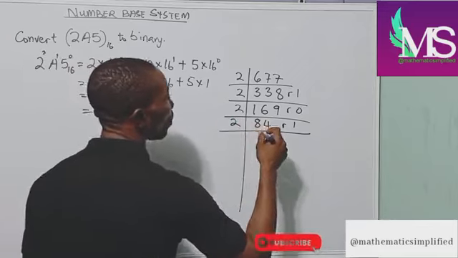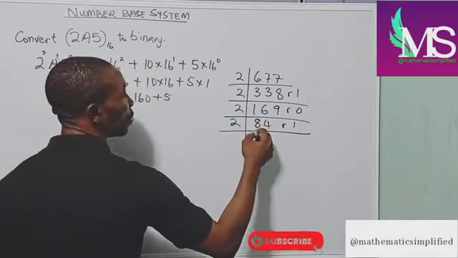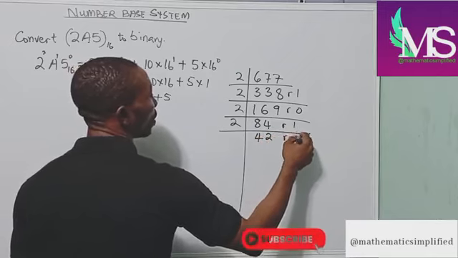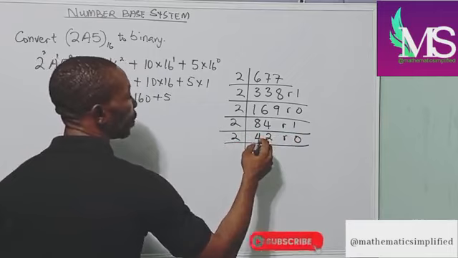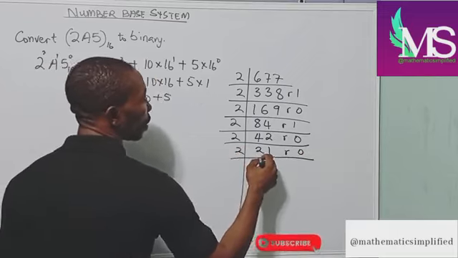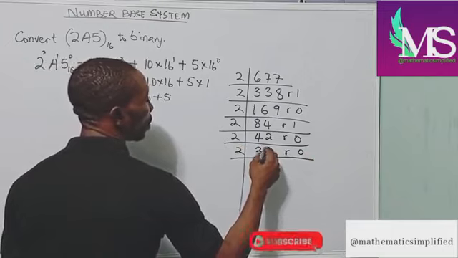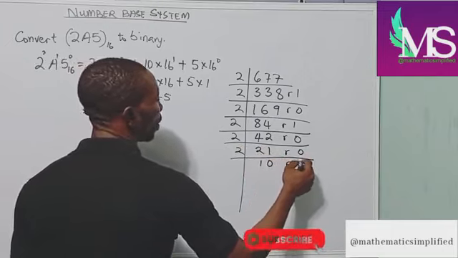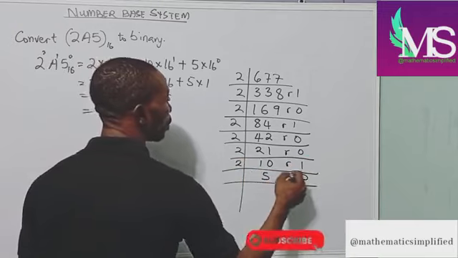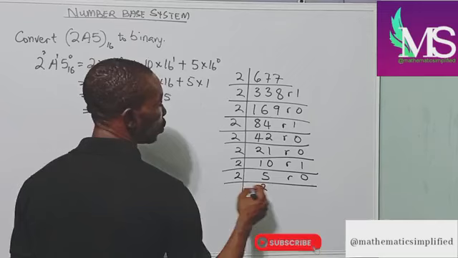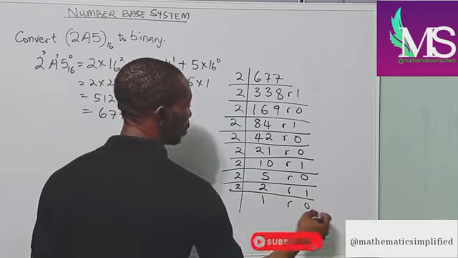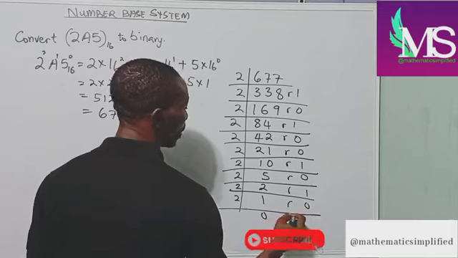2 into 42 will give us 21, remainder 0. 2 into 21 will give us 10, remainder 1. 2 into 10 will give us 5, remainder 0. 2 here will give us 2, remainder 1. 2 here will give us 1, remainder 0. And 2 here will give us 0, remainder 1.